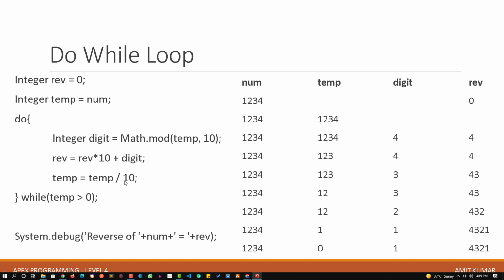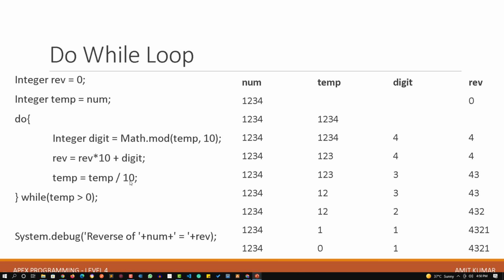Then with temp equals temp divided by 10, temp has changed to 123, and the condition is checked, which is definitely true. So in the next iteration, when 123 is divided by 10, digit is assigned 3, and at this time rev is already holding 4, so 4 into 10 will become 40, plus 3 will become 43. For the next iteration, temp will become 12, and the condition is still true. Then 12 is divided by 10, and hence the remainder, that is 2, will be assigned to digit. At that time rev is holding 43, so 43 into 10 will become 430, and when 2 is added to it, it will become 432.